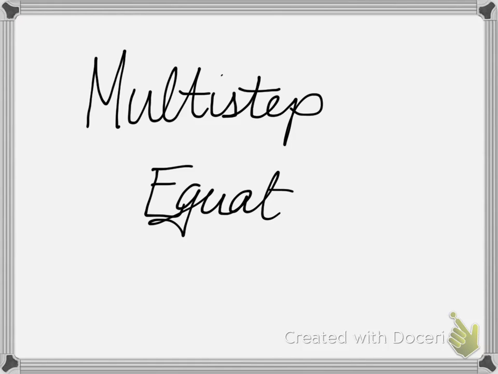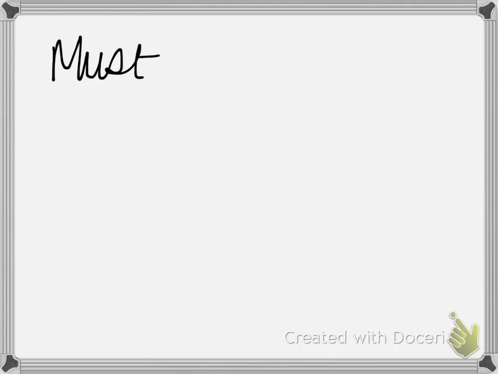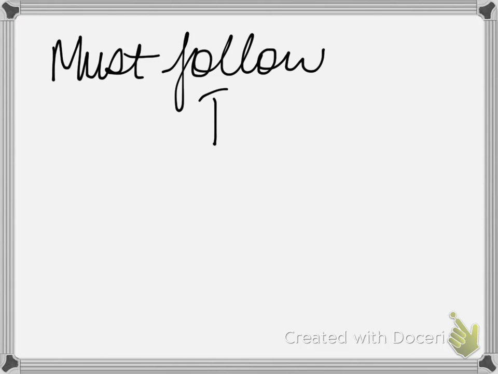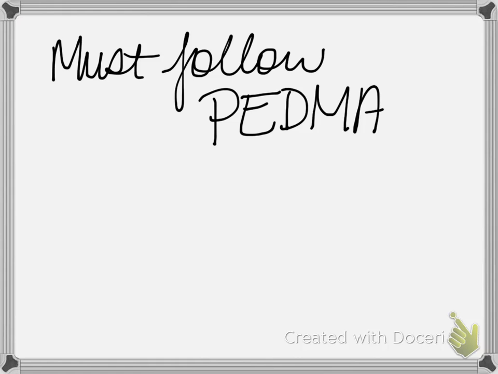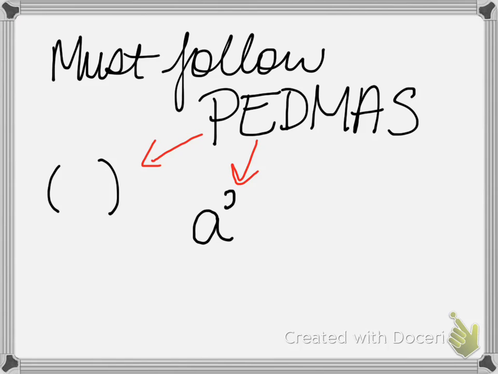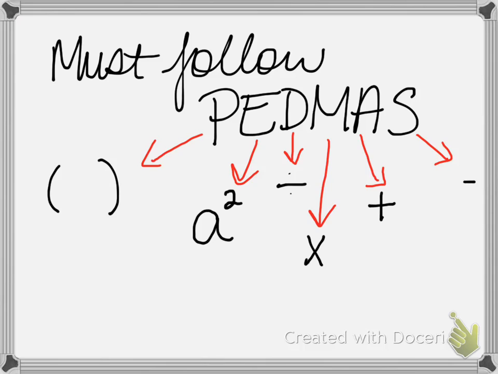Multi-step equations. When we do multi-step equations, we need to follow PEDMAS to get our numbers on one side and our letters on another side. So the P is your brackets, the E is the exponents, D and M are division and multiply, and A and S is add and subtract. And don't forget that you can interchange division and multiply and addition and subtraction based on the order that they come in.